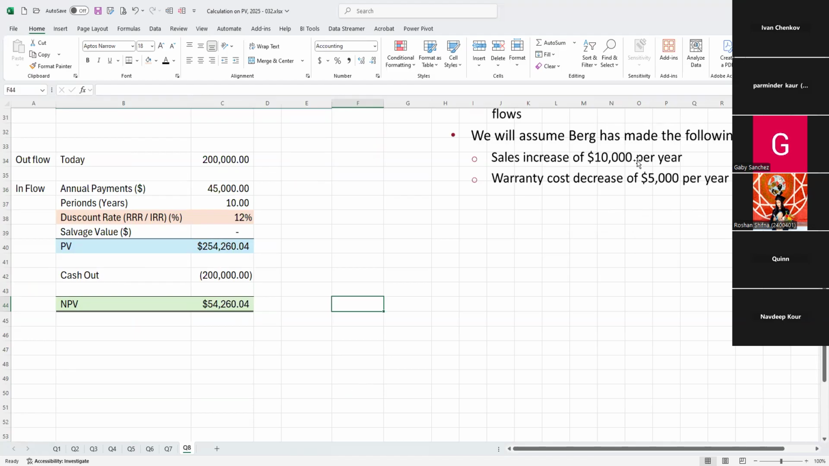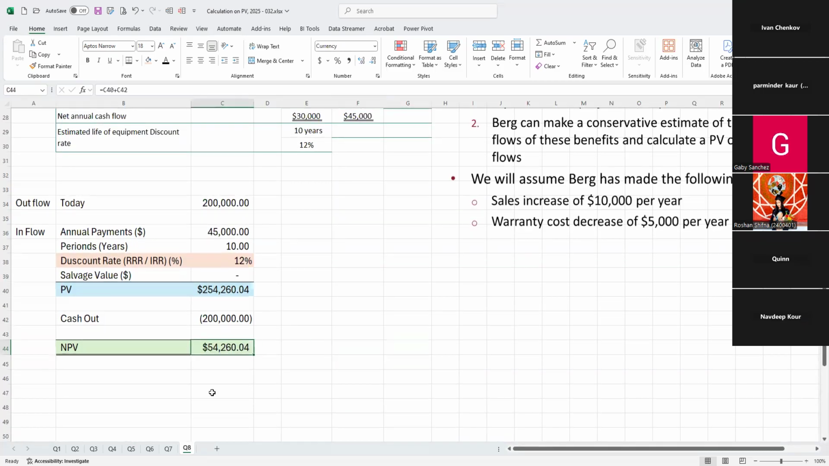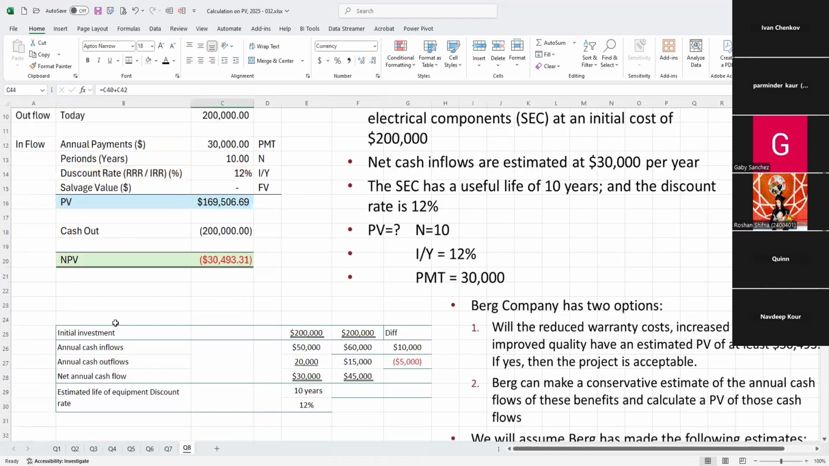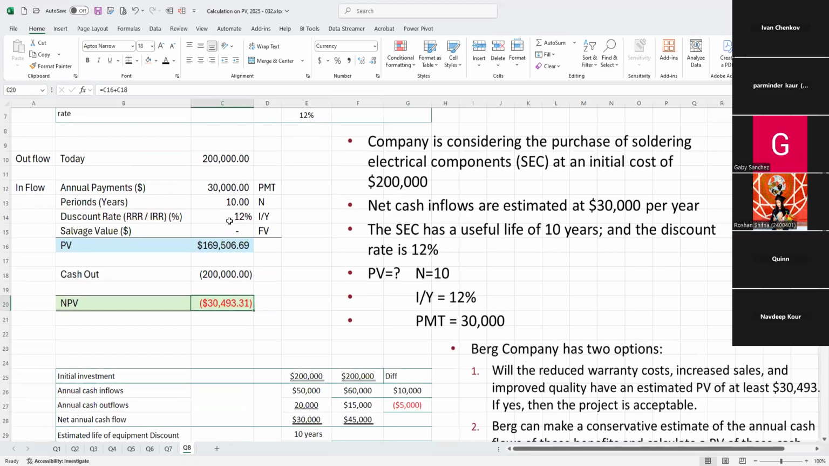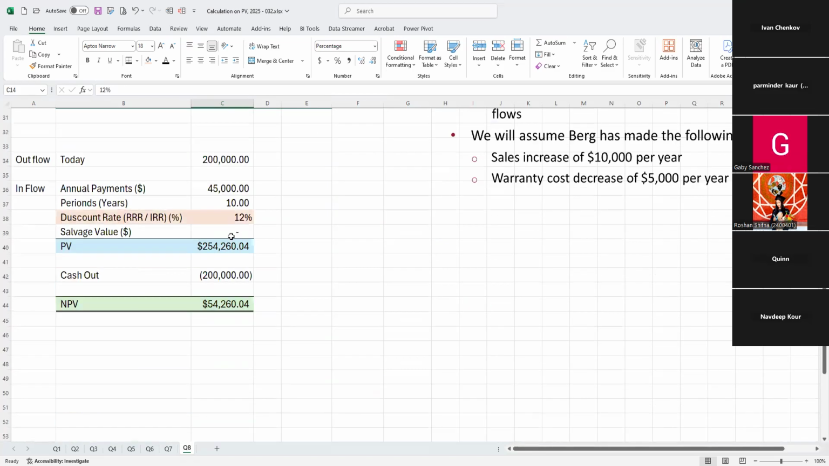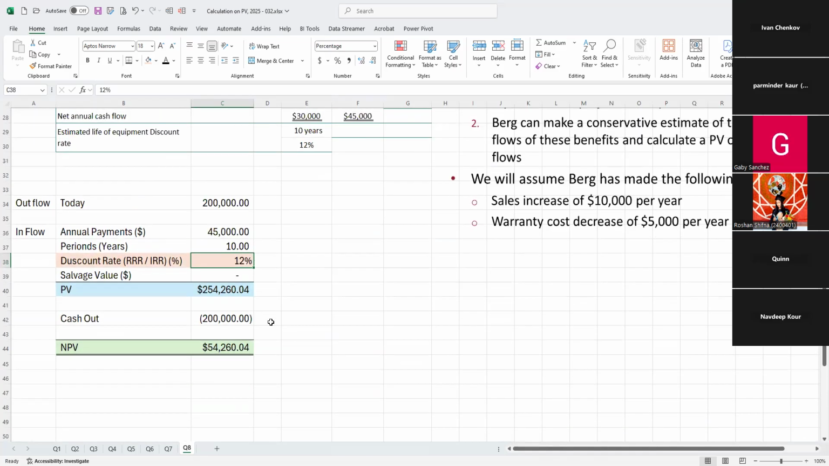Yes, Professor. In this case, if we increase the sales by 10,000 and if we reduce the cost by $5,000, yes, in that case it makes sense. Why? Because we turn out from 30,000, so basically here we're not reaching 12%, but in this case we're definitely reaching 12%, plus we're going to get more. So in other words, we make the project have a positive net present value, or reach the required rate of return in this case.